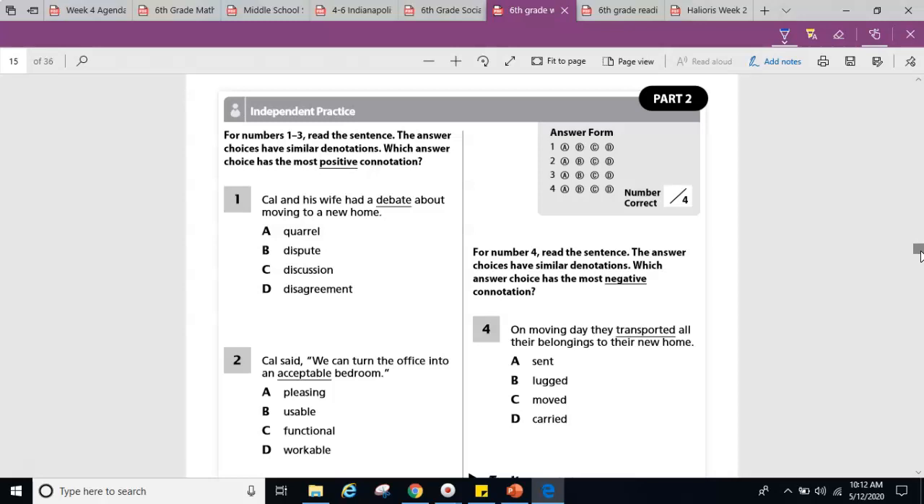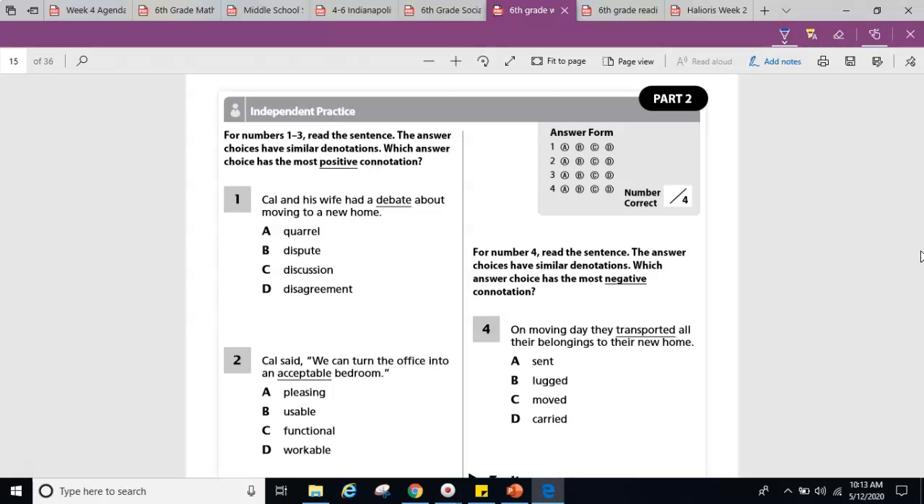Your independent practice for numbers 1 to 3. Read the sentence, then answer. The answer choices have similar denotations. Which answer choice has the most positive connotation? So you want to see which one is the most positive.